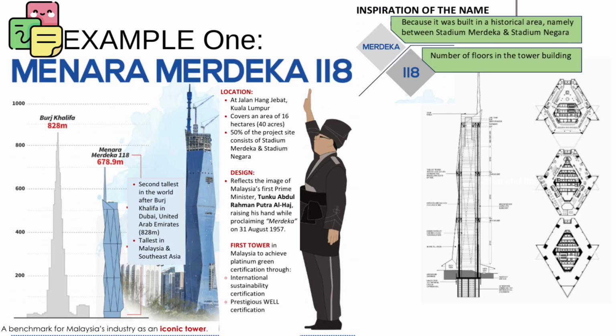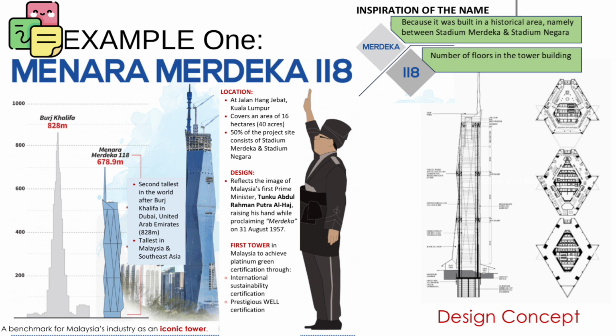Example 1. Menara Merdeka 118. Menara Merdeka 118 is the second tallest in the world after Burj Khalifa in Dubai, United Arab Emirates, at 828 meters, and the tallest in Malaysia and Southeast Asia. Location: at Jalan Hang Jebat, Kuala Lumpur. It covers an area of 16 hectares, 40 acres. 50% of the project site consists of Stadium Merdeka and Stadium Negara.